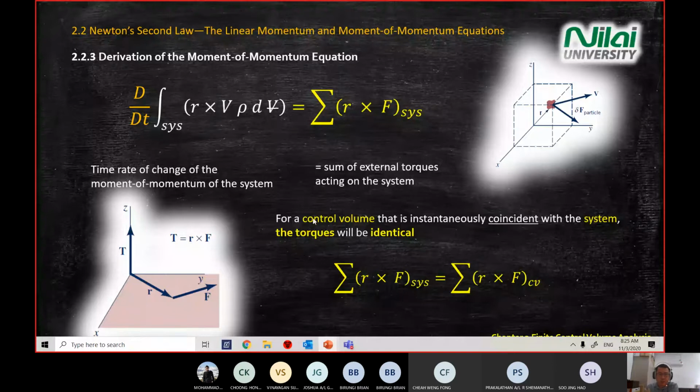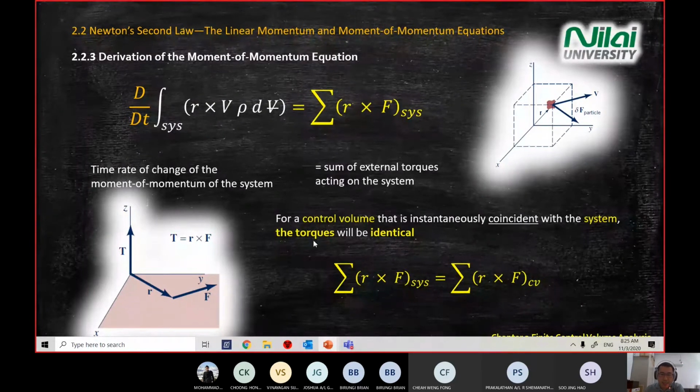So for our control volume, we're still in the control volume chapter. When our control volume coincides with our system, or is the same as our system, then our torque is identical. This is a mathematical model that defines this statement, meaning the momentum or torque inside the system equals the momentum inside our control volume.